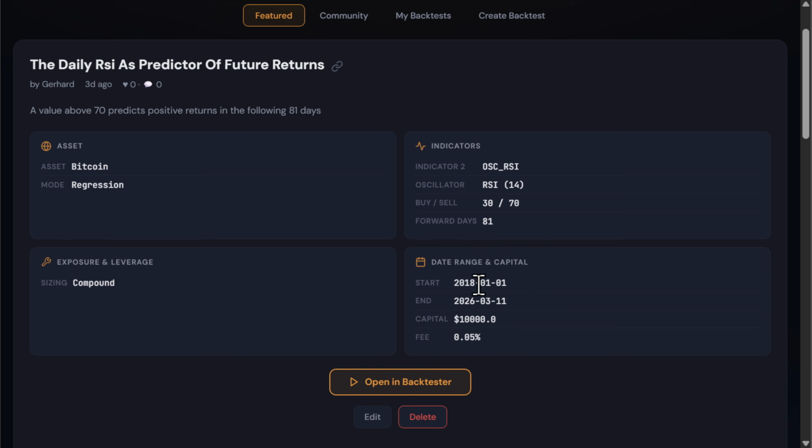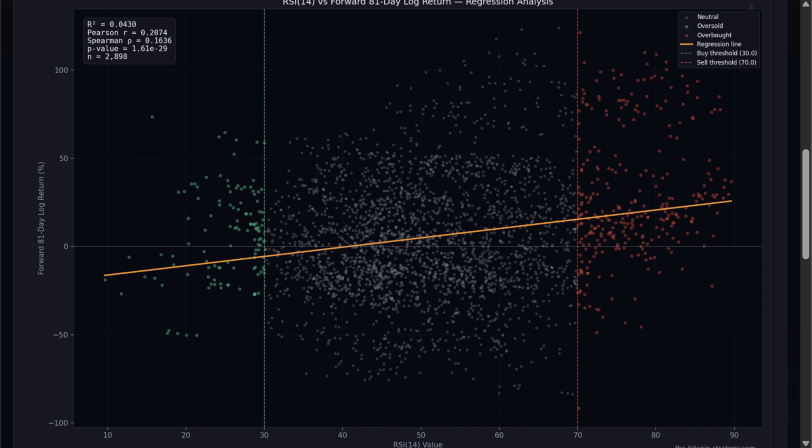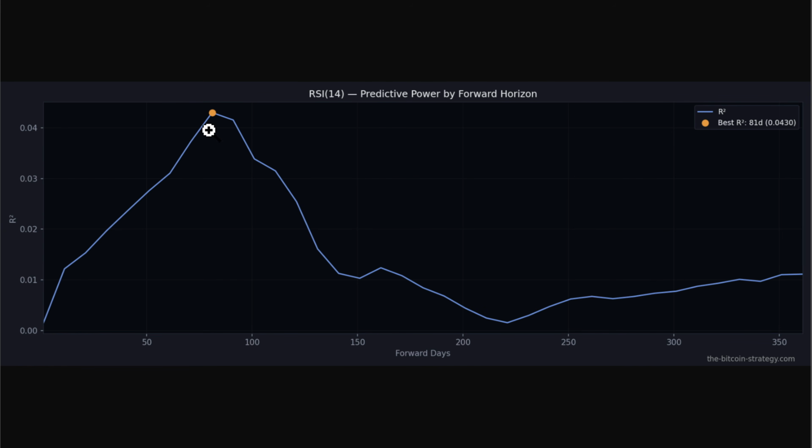That's why we take the 1st of January 2018. And so let's dive into the results. This here shows the RSI value on the x-axis, right? It goes from 0 to 100. And on the y-axis, we see the log returns for the next 81 days. Again, we take 81 days because that's historically the highest R square. That's where the RSI was the most successful as a predictor of future returns.